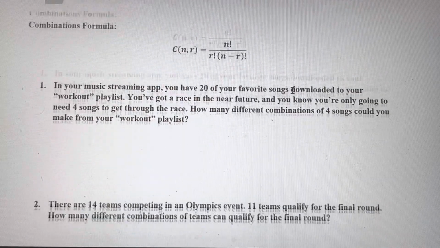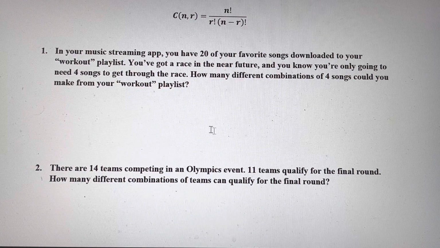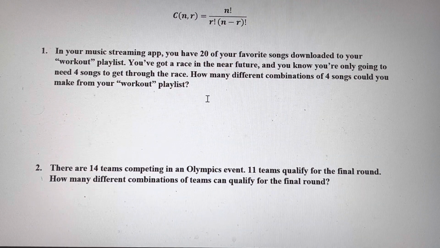Okay, so looking at number 1 here, in your music streaming app, you've got 20 of your favorite songs downloaded to your workout playlist. All right, you've got a race coming up this weekend. You know, based on the time of the race, you're only going to need 4 songs to get through the race. Okay, how many different combinations of 4 songs could you make from your workout playlist? Okay, so we're not talking about an order in which the songs are played. We're just talking about 4 songs on the playlist, and maybe you hit shuffle.